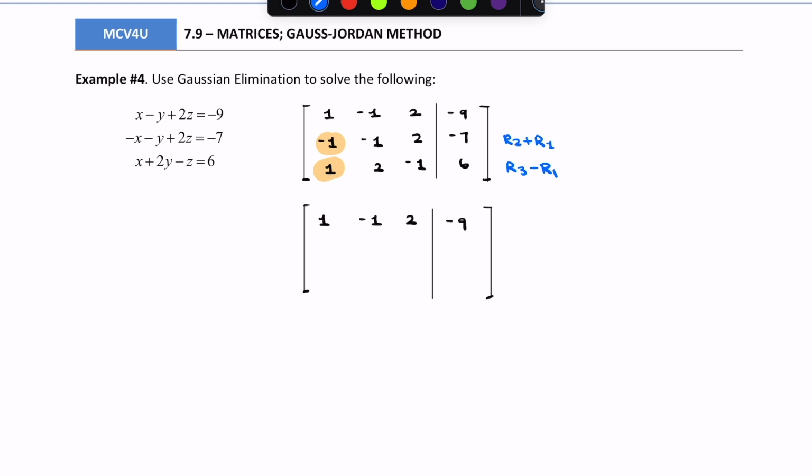And so here we have 0, 0, -2, 3, 4, -3, and then -16 and 15. Here what we can do is take our row 2 and divide that by -2, and take row 3 and divide that by 3.